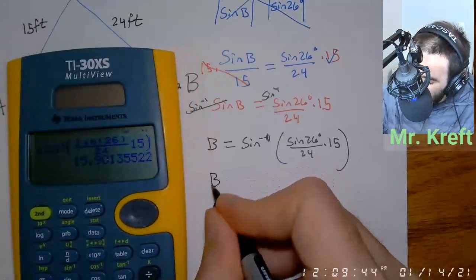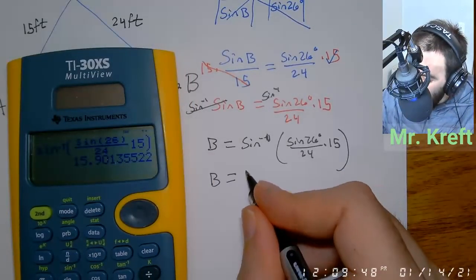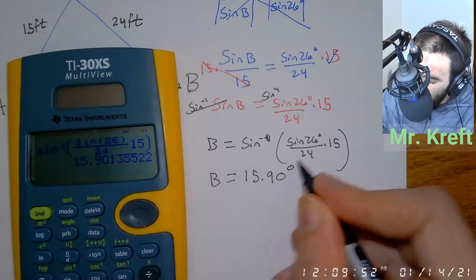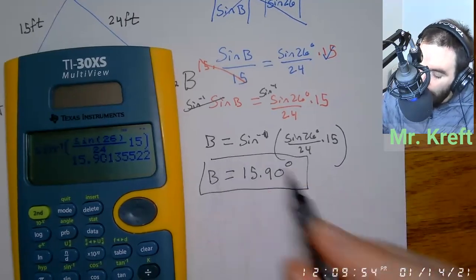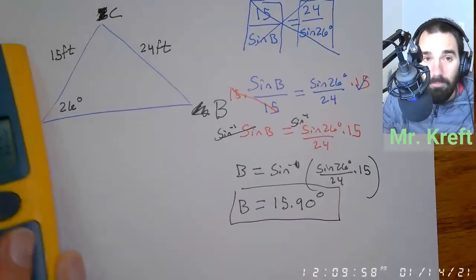So I get angle B, and we have to remember it's an angle because we're going to have to add units to this, is 15.9, and if I'm going to the hundredths place, it's like that. So boom. Okay.